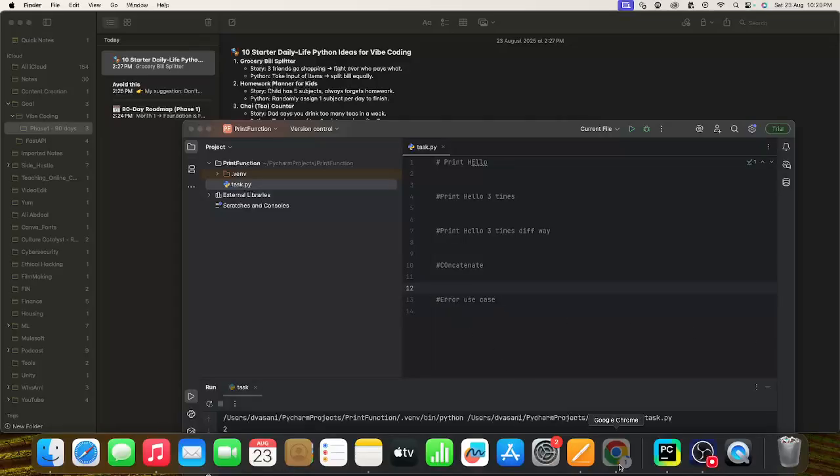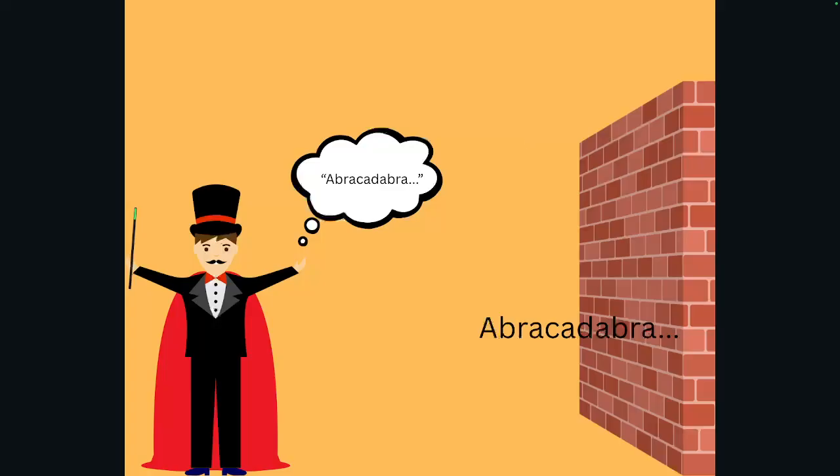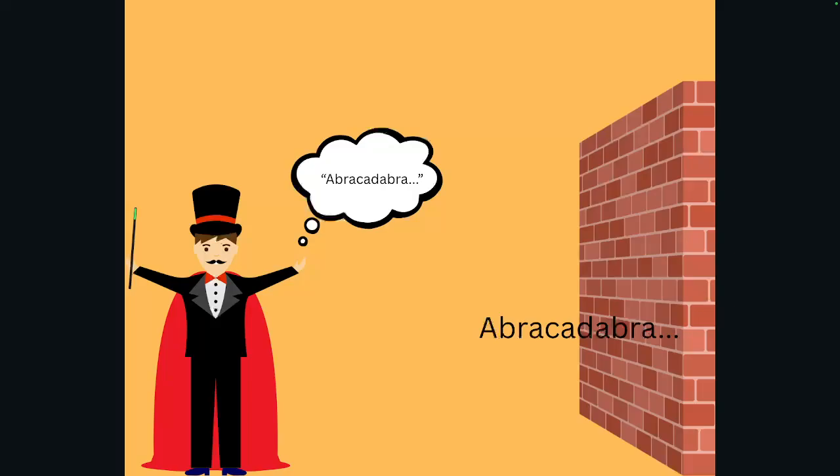So let's begin a new series of Python. Very basic, for those who don't know anything about Python, but really want to do something. In today's first video, imagine you are going to a magic show, and in the magic show, the magician says some words like abracadabra, and then immediately that word prints on the wall. Today we will do a similar thing with Python. Let's see how we do that.